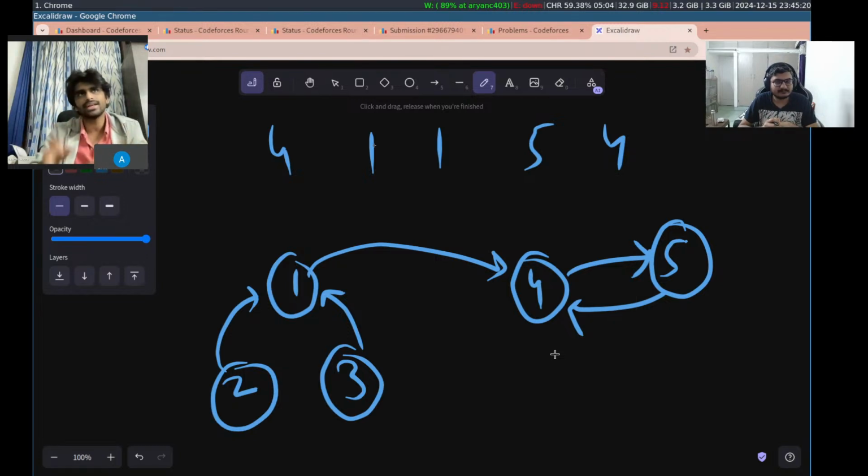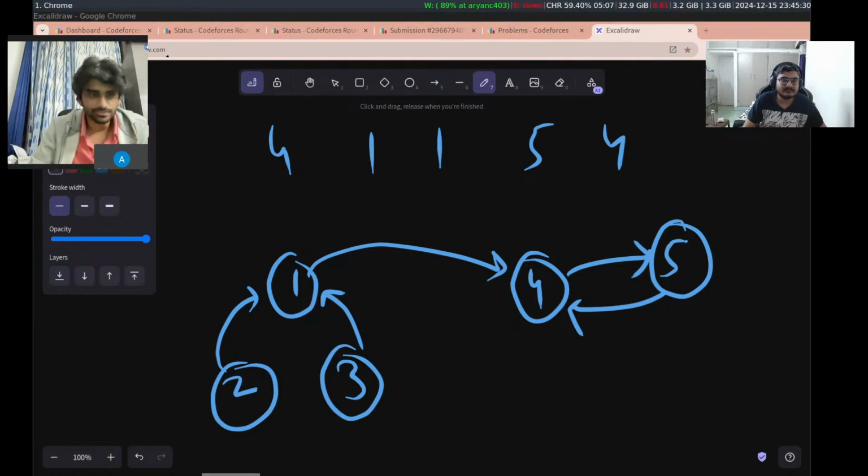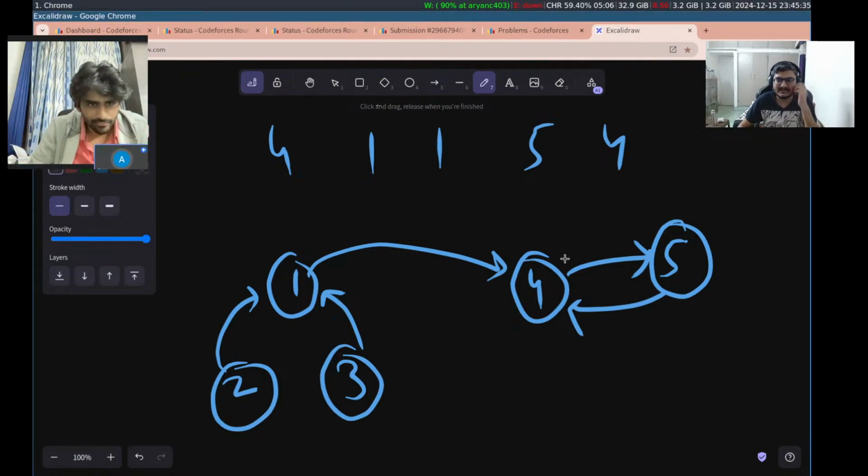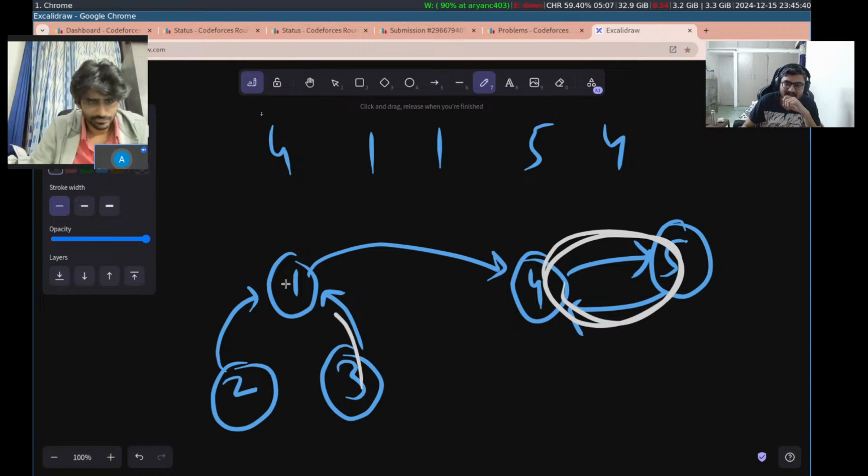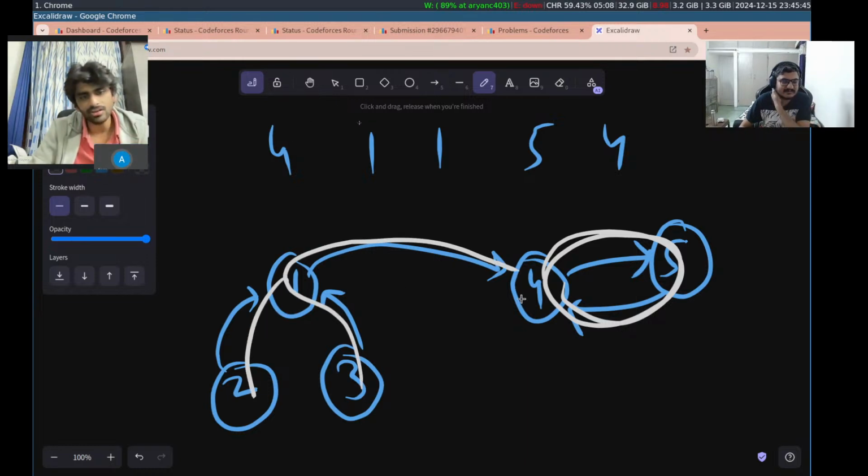When the number of vertices and edges are equal, there is exactly one cycle in that graph, and everything else is like a tree. I think there is a name for it: a functional graph. In this example, the cycle is here, and everything hanging off it is kind of a tree. That's what you are saying, Aryan.